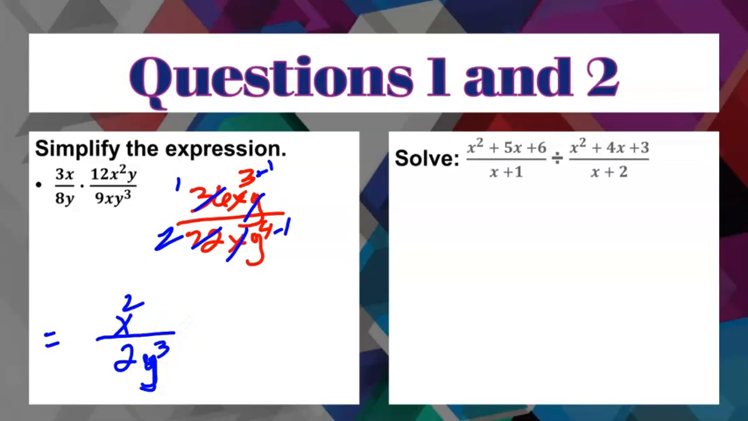Question 2. Here I'm just dividing fractions, and when we divide fractions, we're really multiplying by the reciprocal. The first thing I'm going to do, because I have a trinomial in the numerators, is factor those. So if I factor them, I'm going to have an x plus 3 times an x plus 2. That's my x squared plus 5x plus 6. I had to figure out what do I multiply to get 6 but add together to give me 5, which will be 3 and 2. The denominator is going to stay the same as x plus 1.